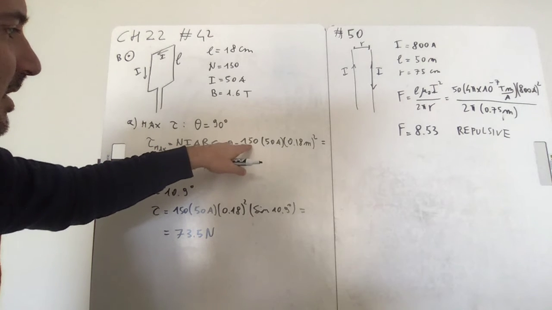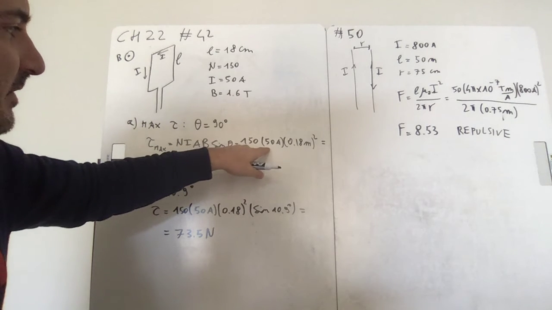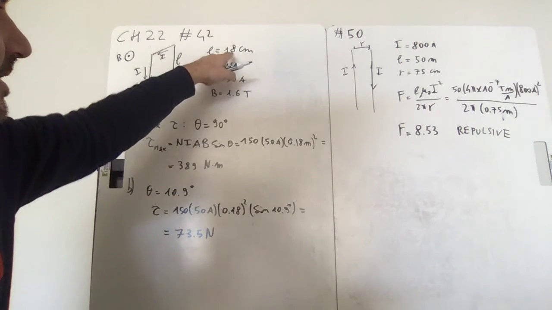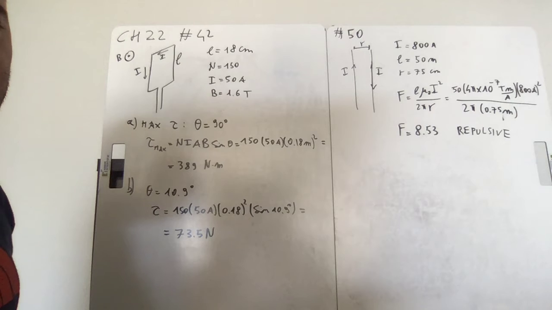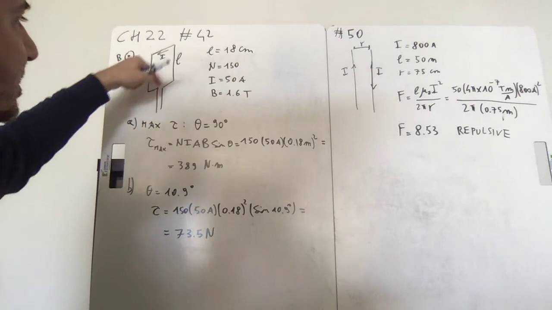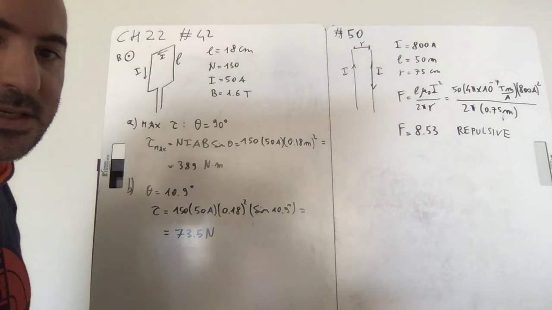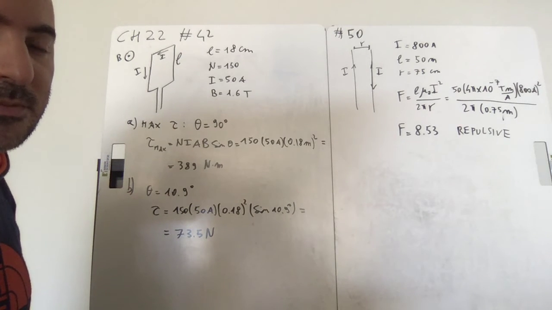And so plug in these numbers, you have 150 turns, 50 ampere, the area is 0.18 meters squared, that's 18 centimeters, so it becomes 0.18 meters square because it's a square, so that's the area. And then maximum torque is 389 Newton meters. Be careful about the units here.